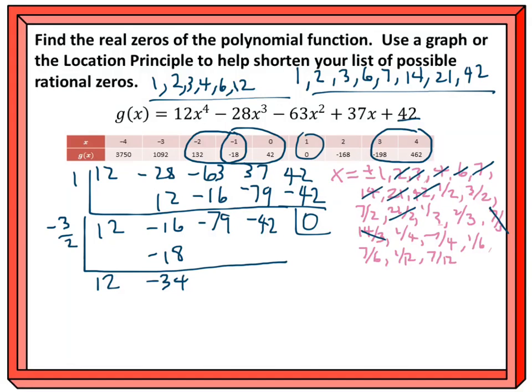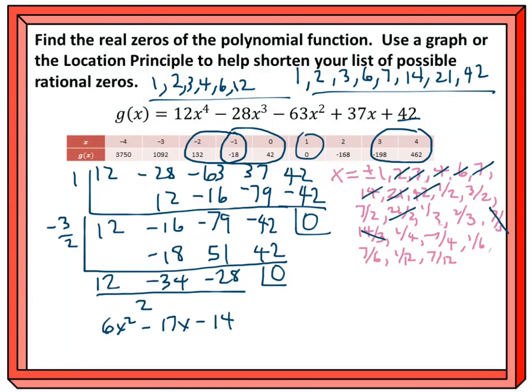I'm going to go with 51. Subtract this, negative 28, and a 42. Oh, so satisfying. Okay, so now I've got it down to a quadratic. All I have to do is factor that quadratic if it is factorable. But first I'm going to divide everything by 2 because they're all even. And then I've got a 6x squared minus 17x minus 14. And then I'm going to try to factor that thing.